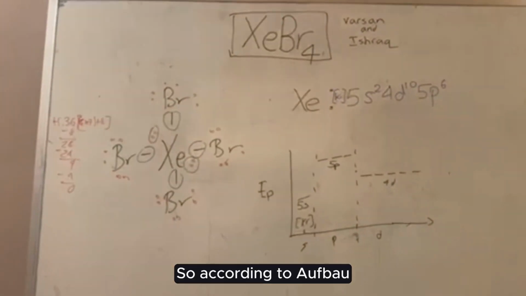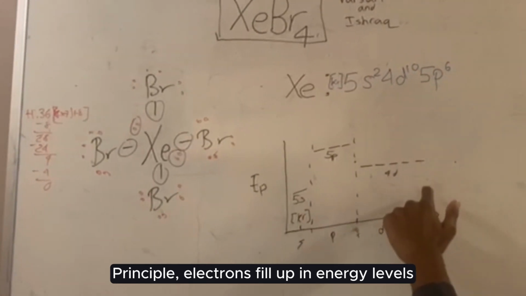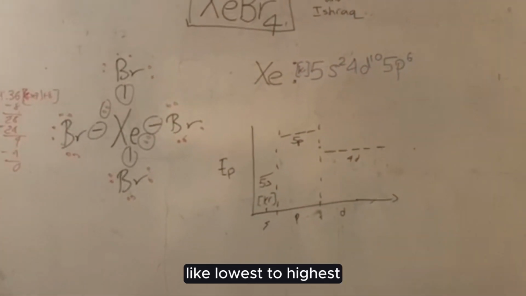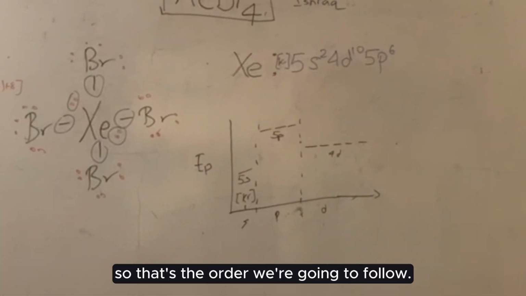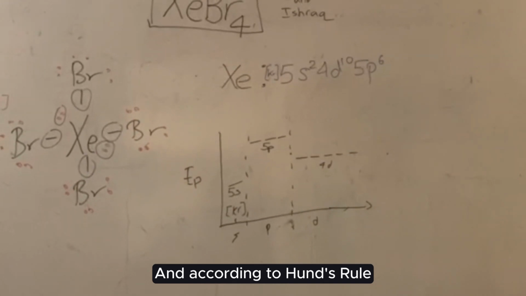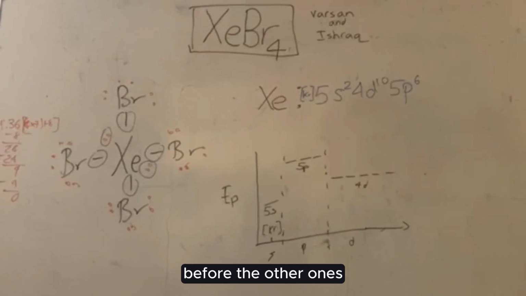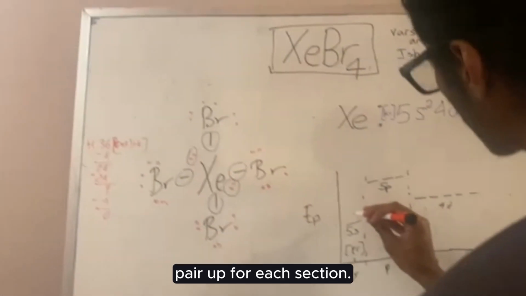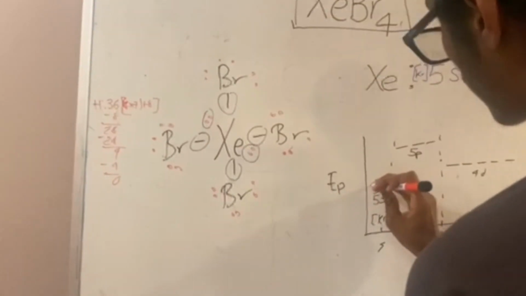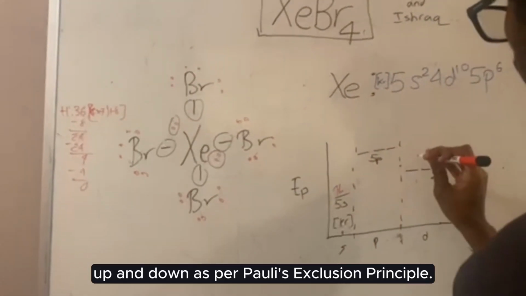So according to Aufbau's principle, electrons fill up energy levels from lowest to highest. So that's the order we're going to follow. And according to Hund's rule, each orbital gets one electron before the others pair up, for each section, like 5p. So first we're going to draw up arrows, as per Pauli's exclusion principle, due to the spin.